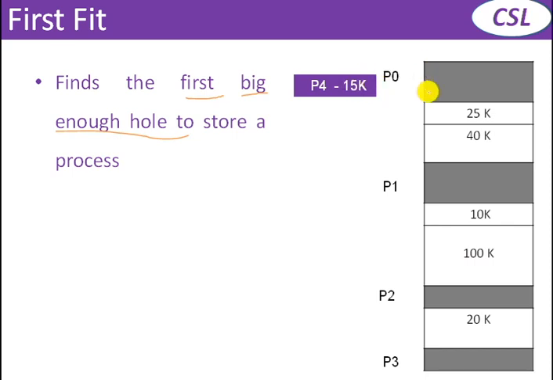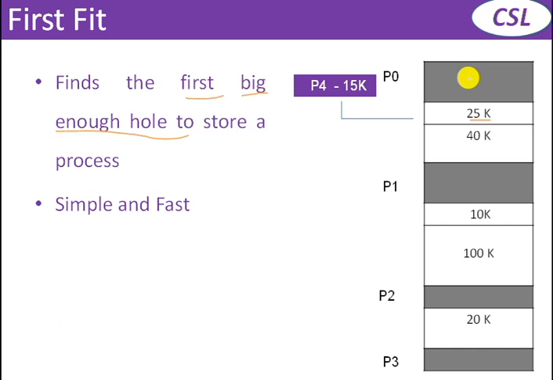First is P0, which was already accommodated, and next there is an empty partition of size 25K. With 25K, 15K is easily accommodated. So this is the first big enough hole, and we can accommodate P4 in this 25K partition. That is the first fit allocation. We check from the starting, and whatever the first big enough hole is, we simply accommodate the process request in that partition.